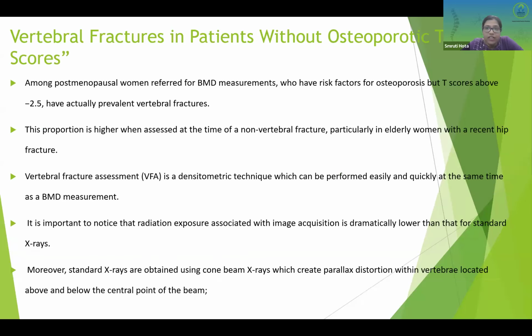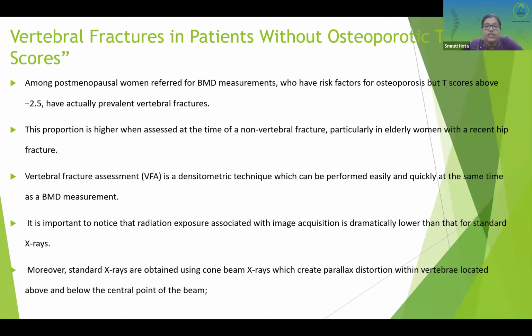Now, vertebral fractures in patients without osteoporotic T-scores. Among postmenopausal women referred for bone mineral density testing with risk of osteoporotic fracture but a T-score more than -2.5, a surprising number are found to have prevalent vertebral fracture. That means even when BMD doesn't meet the threshold for osteoporosis, fractures may already be present, and we risk missing them entirely if we rely on T-score alone.